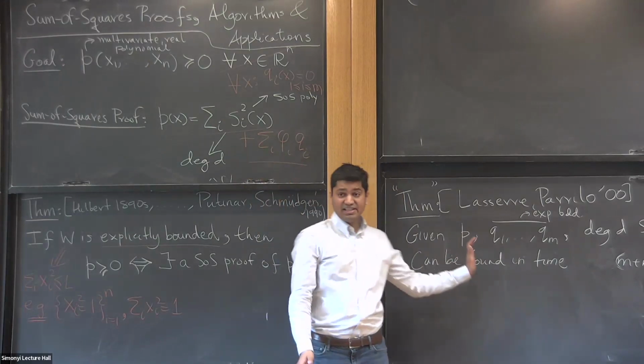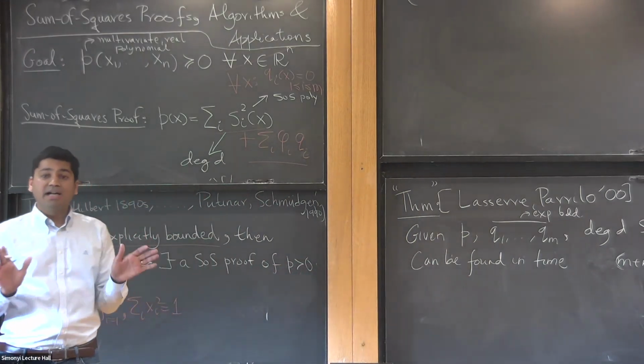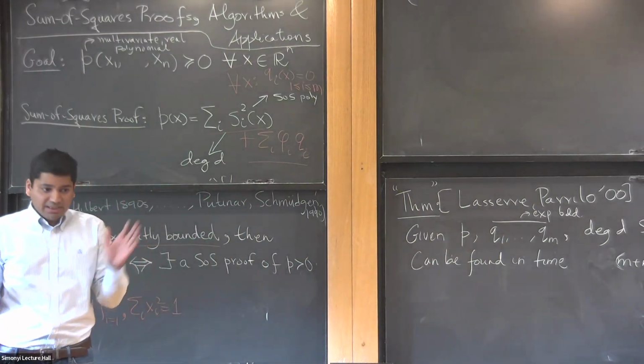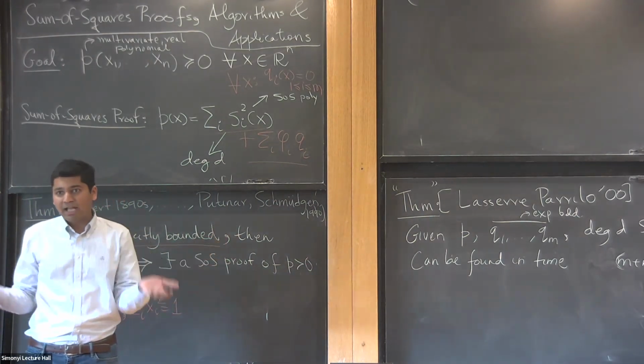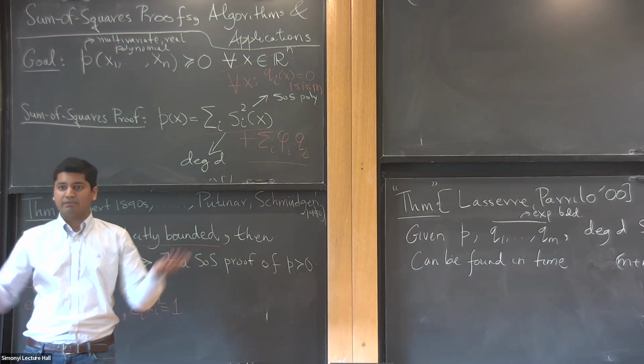So what this theorem is really saying is that if there is a degree D sum of squares proof, meaning if there are S_i's and phi's of degree at most D, then this algorithm will find it. Otherwise, it would say, well, I couldn't find it. Okay. Right? If it exists, it will find it. Otherwise, it will give up.